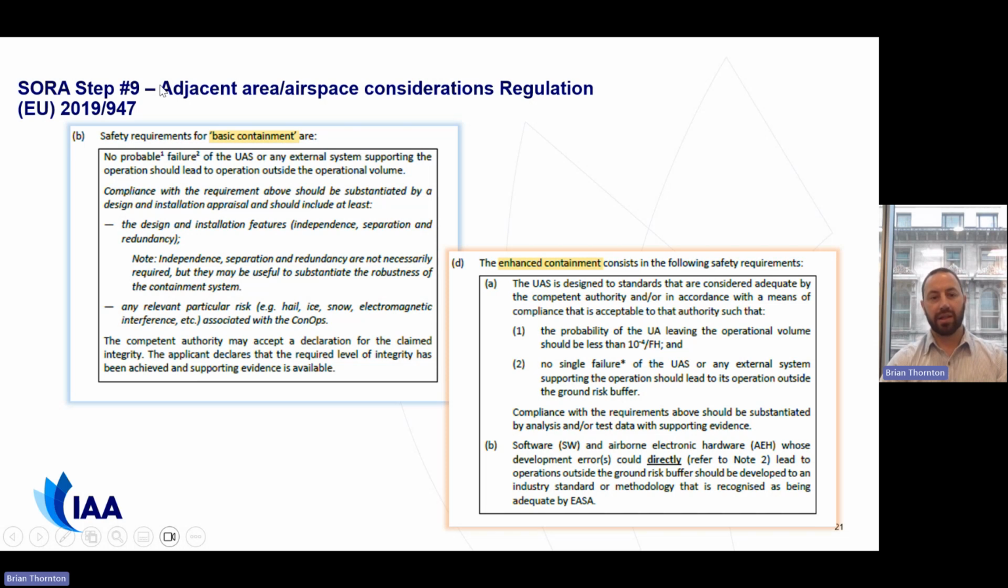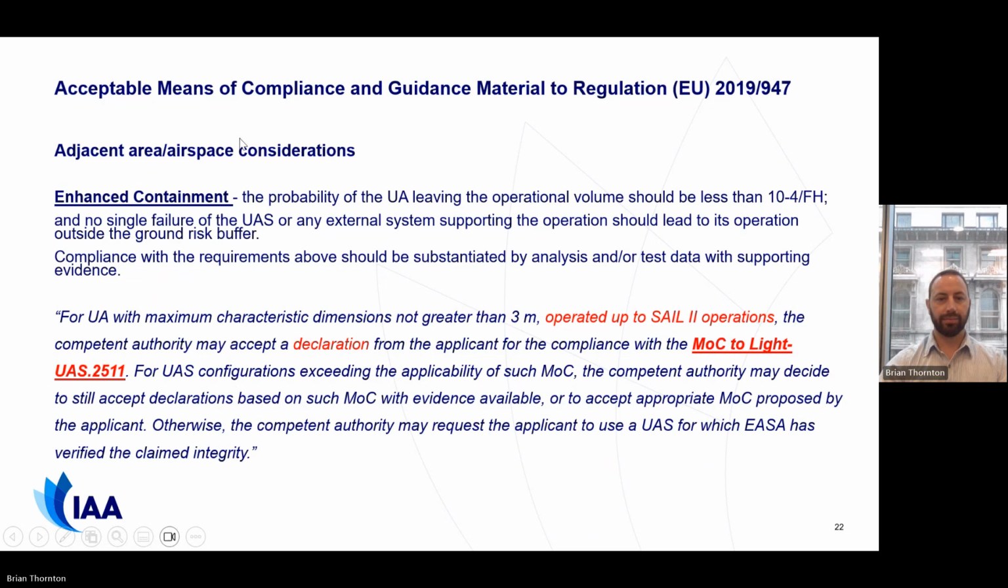So that's a good lead into my next slide. Step 9 of SORA considers the adjacent area and airspace. Again, this is taken from regulation 947. On the upper left side, we see the requirements for basic containment. On the lower right side, we see the requirements for enhanced containment. I will follow on and we'll discuss primarily enhanced containment. So again, we are still within the structure of 947, and we discuss enhanced containment for adjacent airspace and the area.